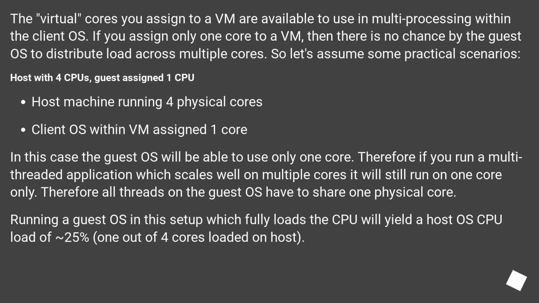The virtual cores you assign to a VM are available to use in multiprocessing within the guest. If you assign only one core to a VM, then there is no chance for the guest to distribute load across multiple cores. So let's assume some practical scenarios. Host with 4 CPUs, guest assigned 1 CPU. Host machine running 4 physical cores. Client host within VM assigned 1 core. In this case, the guest OS will be able to use only 1 core.